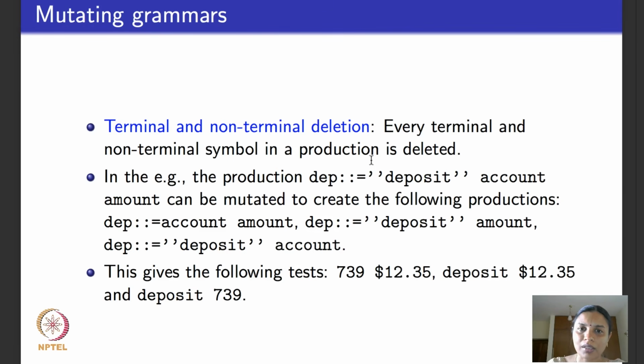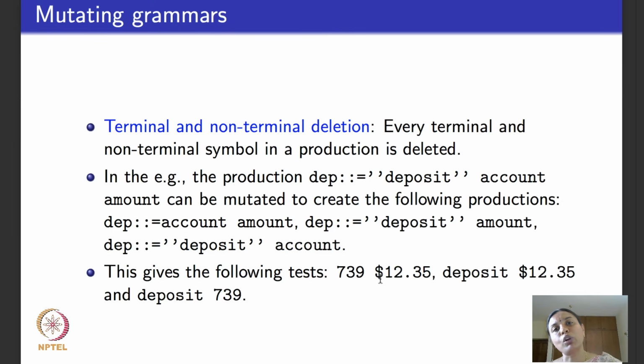What happens to that? For example, there was this production rule that we had in the grammar for bank transactions. This can be mutated to create the following. I just delete the terminal deposit from that rule. That's the first mutant that I get. Second mutant, I delete the account from the rule. So I just get deposit amount. Third mutant, I delete the amount from the rule. So I get deposit account. All 3 of them will produce junk or invalid or malformed test cases.